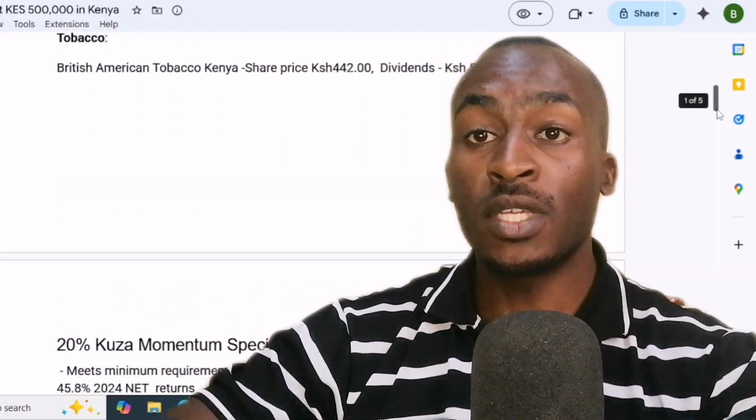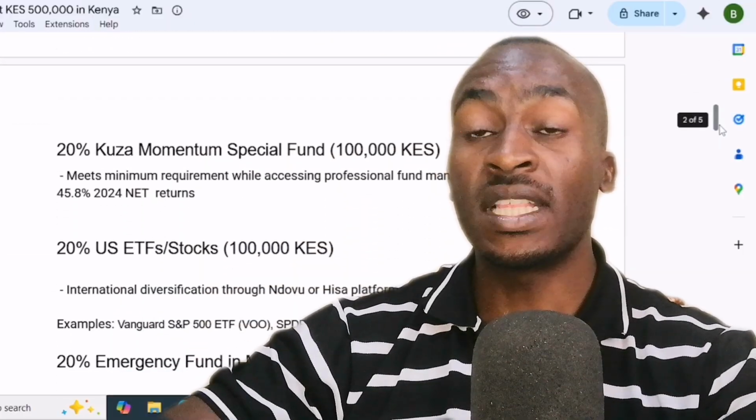We also have something called a special fund, that is the Kuza Momentum Special Fund. Special funds are collective investment schemes that involve a multi-asset strategy, and they invest in both local and international markets. They also incorporate forex trading, that is short-term trading and also long-term trading strategy. The main agenda of this special fund is to help clients maintain their capital while also getting higher returns irrespective of the market condition.